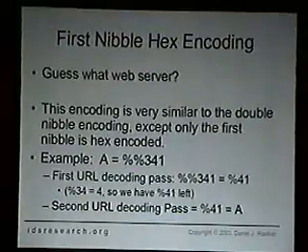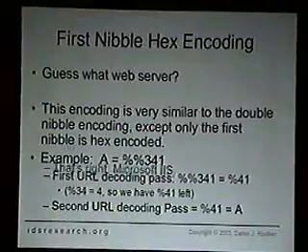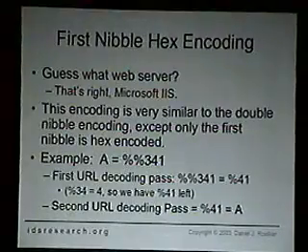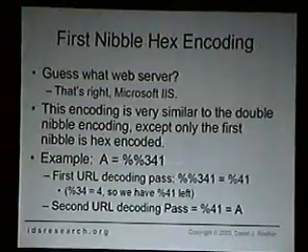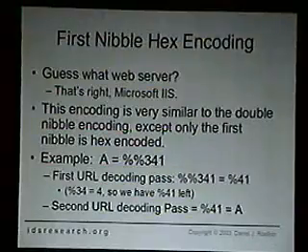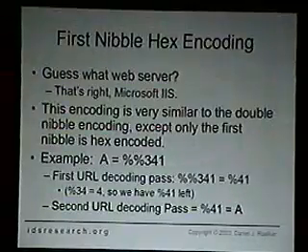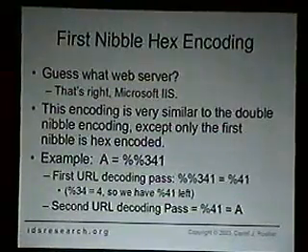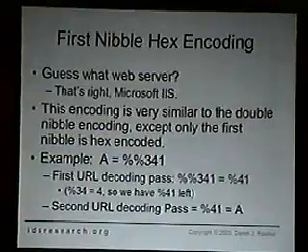Okay, first nibble hex encoding. Anyone want to guess what web server? That's right, Microsoft IIS. This encoding is very similar to the double nibble encoding, except the only difference is only the first nibble is encoded. So in this case, the first nibble of A is a 4, so we encode that with the %34, and just leave the 1 as 1. So you get %341, which on the first pass, %34 turns into 4, leaving %41, which by now hopefully everyone knows that %41 turns into A.